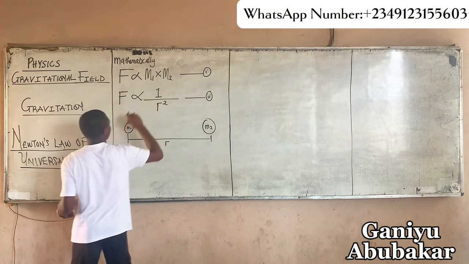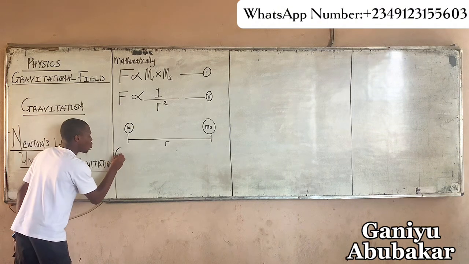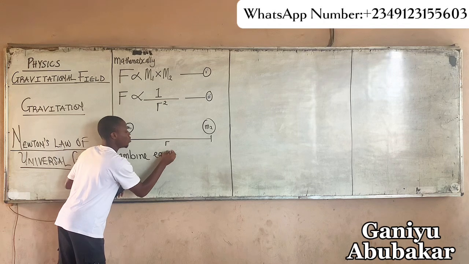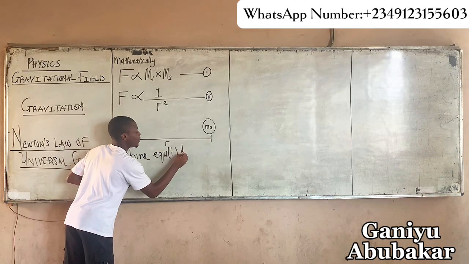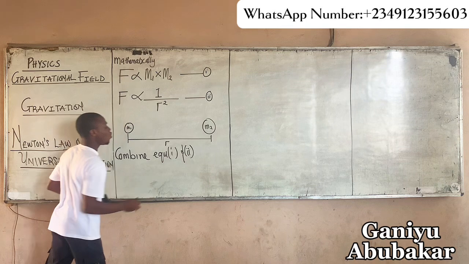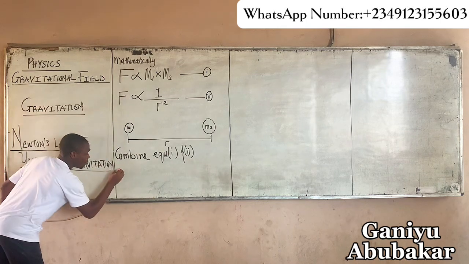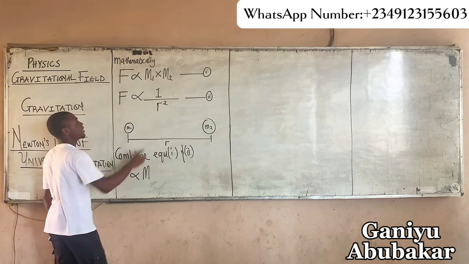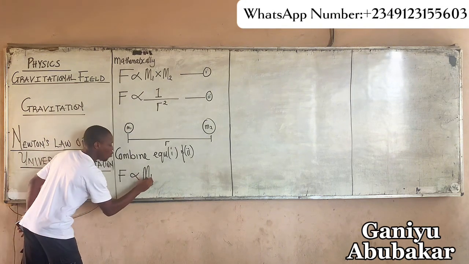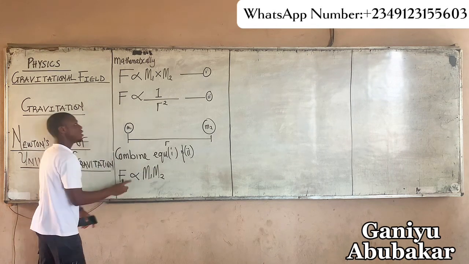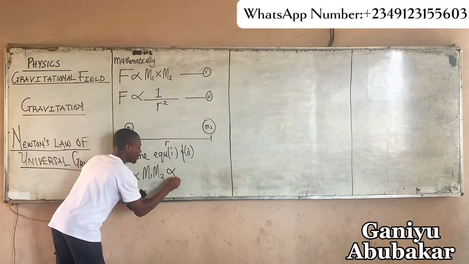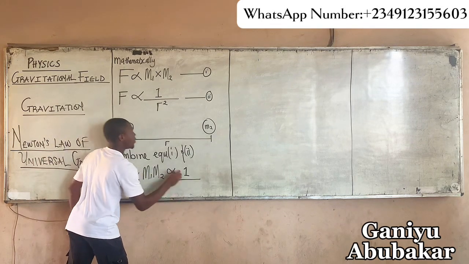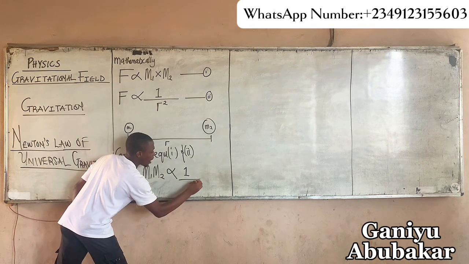At this point, I'll combine equation 1 and equation 2 together. What do I get? This F is directly proportional to the product of the masses, that's m1, m2. This same F is inversely proportional to the square of the distance apart, that's r squared.